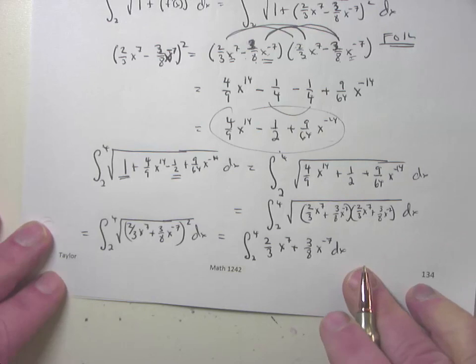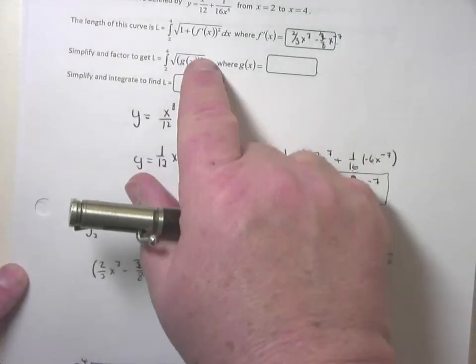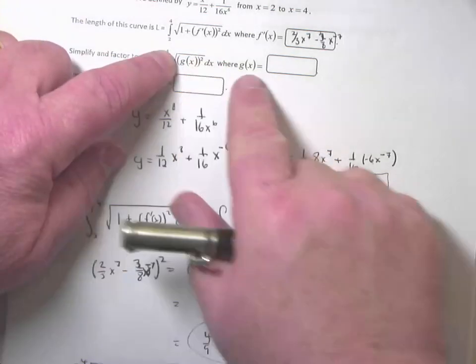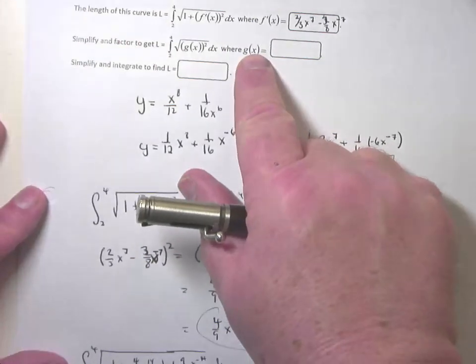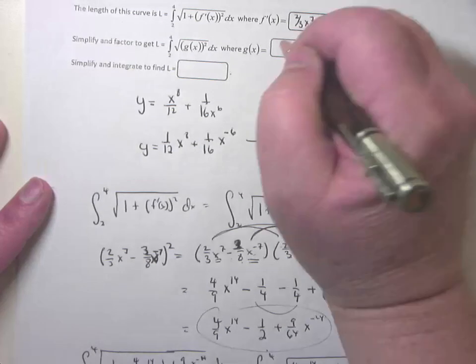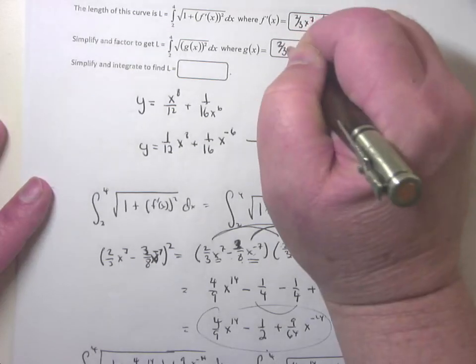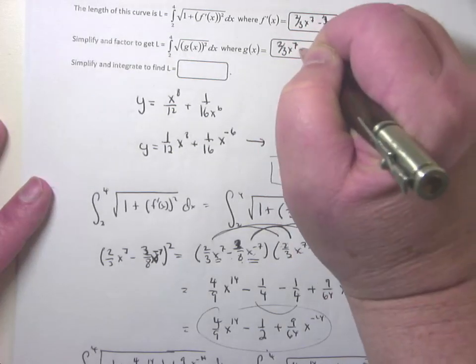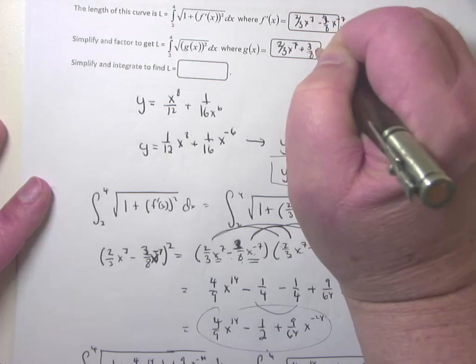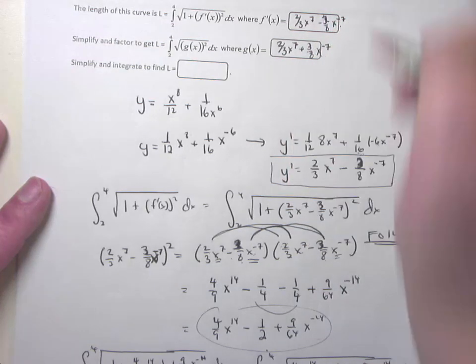Now to answer the question, back up here. In terms of the square root of g of x squared, the square and the square root cancel. So what did your problem turn into? You're going to be integrating what? The answer that goes in this blank is 2/3 x to the 7th plus 3/8 x to the negative 7th.